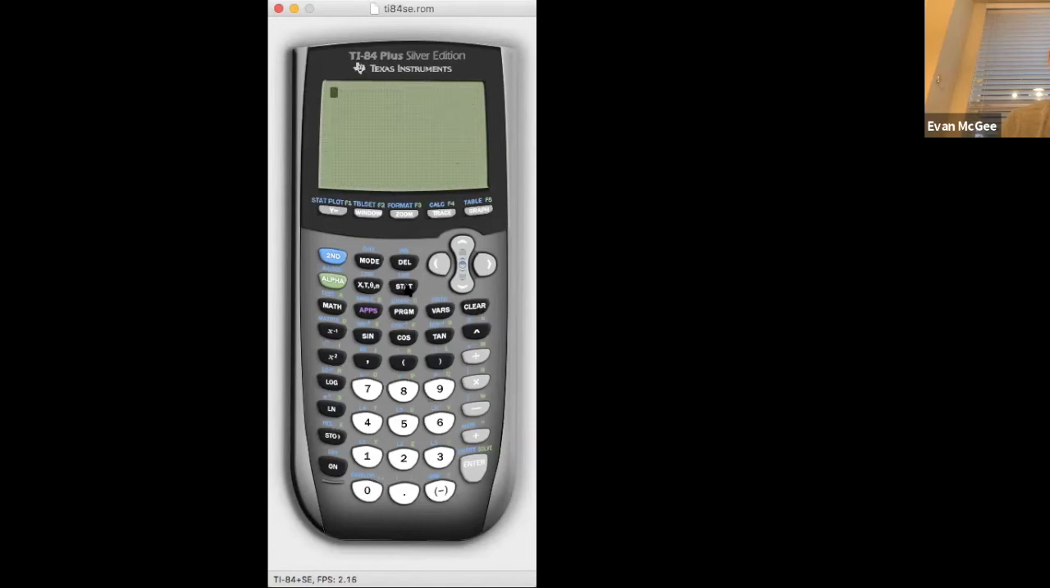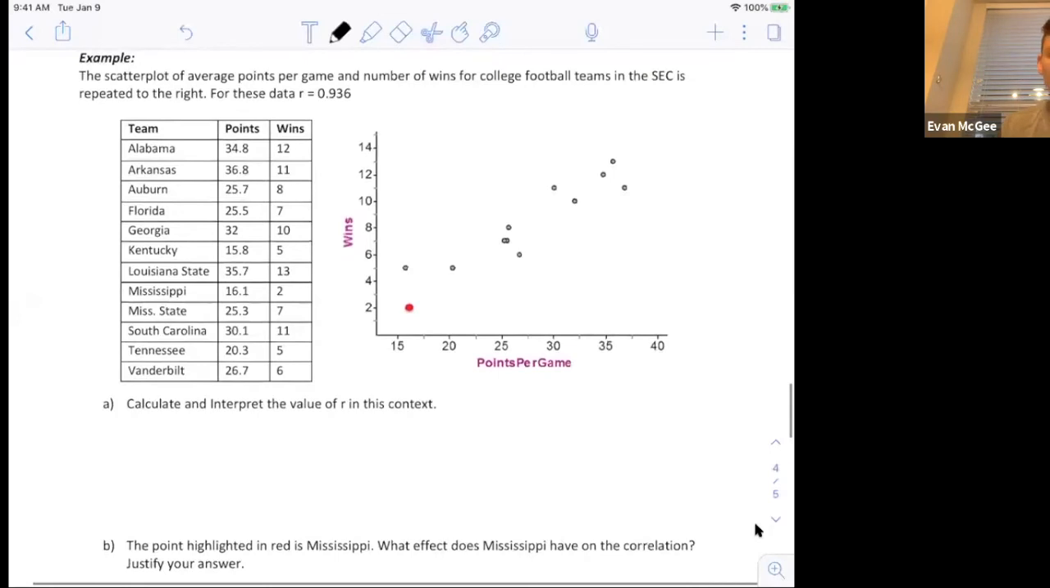So now, if I do stat calculate linear regression using those 2 variables, it should give me R and R squared. So R, remember, is correlation of 0.936. So I'll copy this down from what we just did on the calculator.